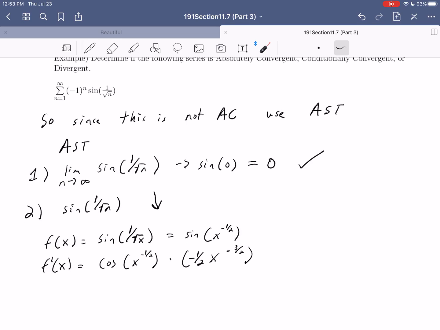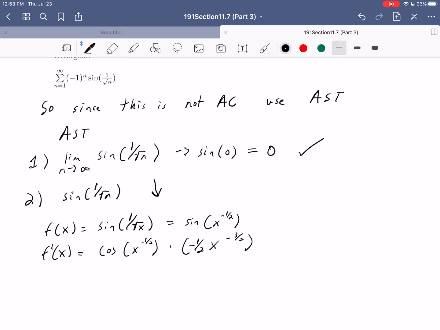Well, as x gets larger and larger, this is certainly going to be negative here. This is just going to get really close to 1, like we said. So this is definitely going to be less than 0 here. So this is less than 0. Check. So we now have that the two conditions are met.